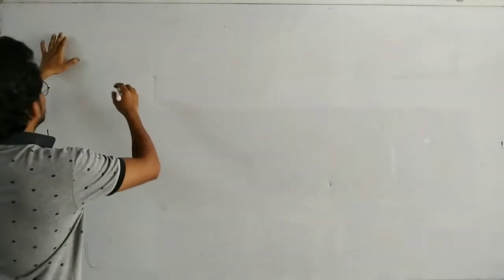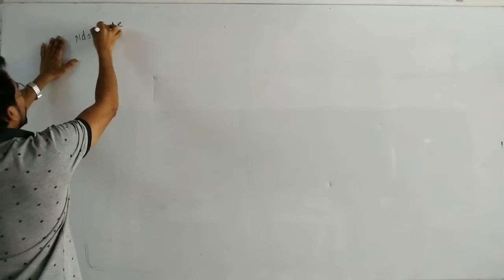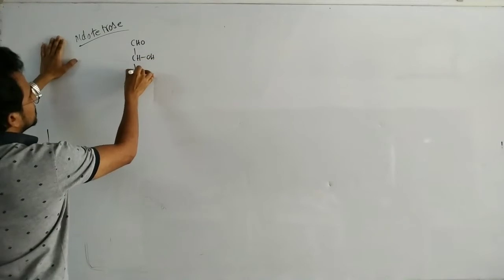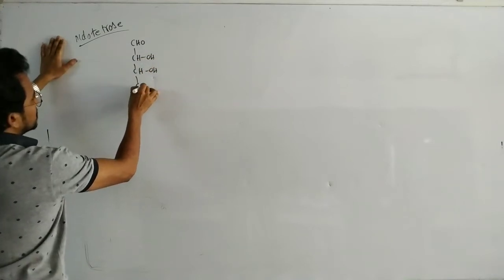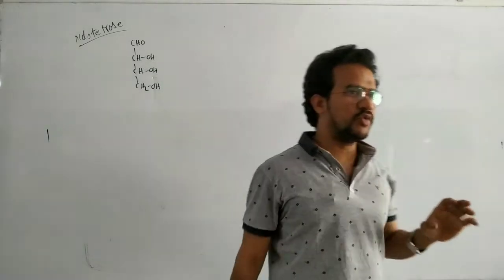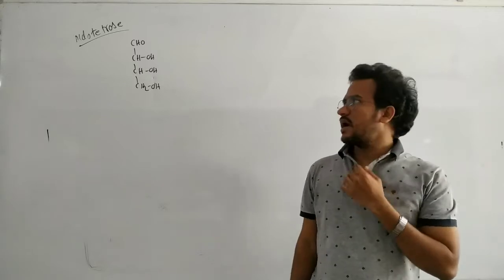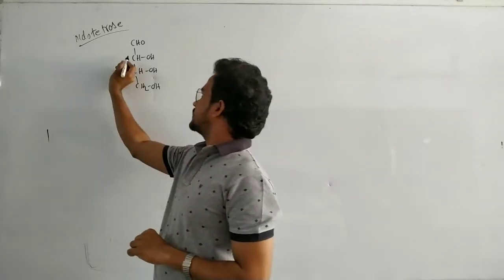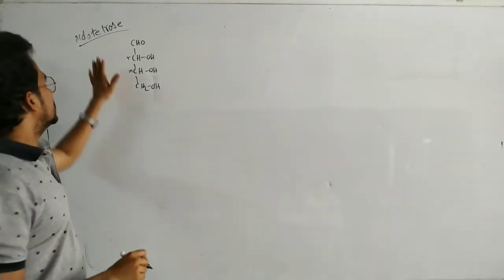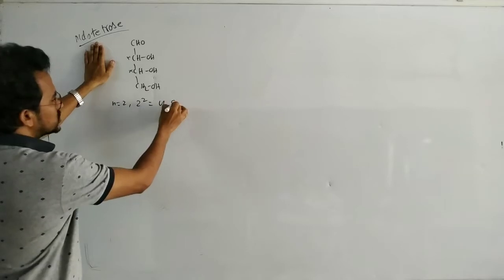So, aldotriose. Next, aldotetrose. Aldotetrose means CHO, CHOH, CHOH, CH2OH. This one has 4 carbons, is polyhydroxy with more than one OH group, has an aldehyde functional group, and is optically active because there are 2 chiral carbons. Although tetrose has 2 chiral carbons, 2 to the power of 2 gives 4 stereoisomers.